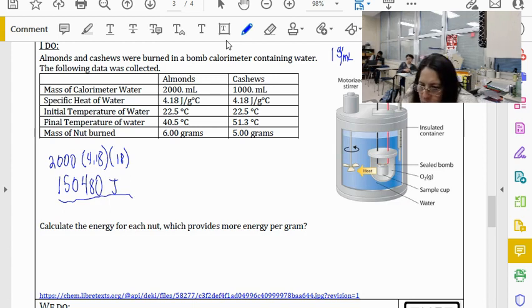Let me see, my grams would have canceled. Yeah, that's just joules, right? Per, yeah, per 6 grams. That's what it is, per 6 grams. Okay, so that's 6 grams of this nut, and it gave us that many joules. That makes sense? So if we want to take this down to joules per gram, what do I have to do? Divide by 6. So I'm going to divide by 6 here, and that's going to give me 25080, and that's going to be joules per gram. And that is for my almonds.